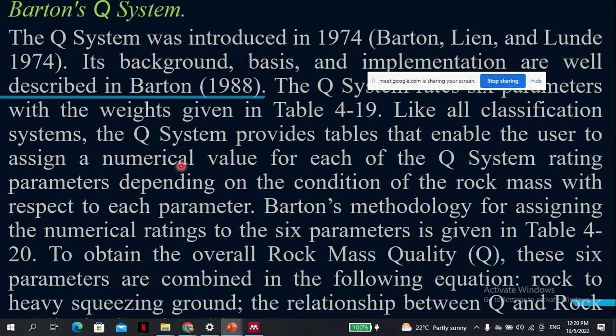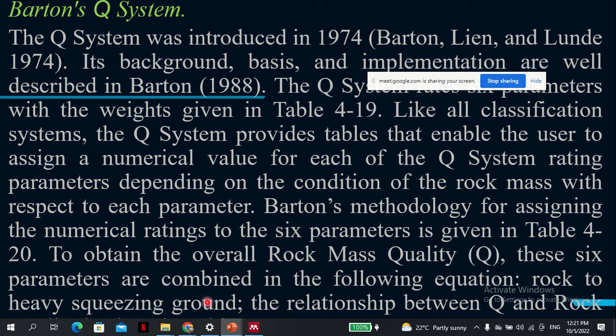Like all classifications, the Q system provides tables that enable the user to assign a numerical value for each of the Q system rating parameters, depending on the condition of the rock mass with respect to each parameter. Barton's methodology for assigning the numerical ratings to the 6 parameters is given in table 4. I'm going to show you. To obtain the overall rock mass quality Q, the 6 parameters are combined in the following equation.